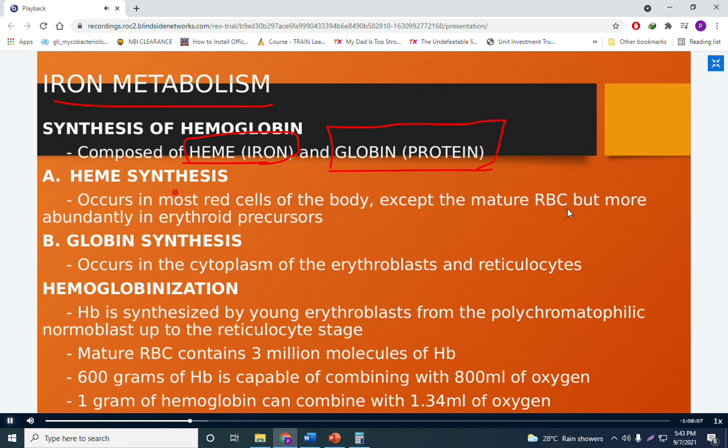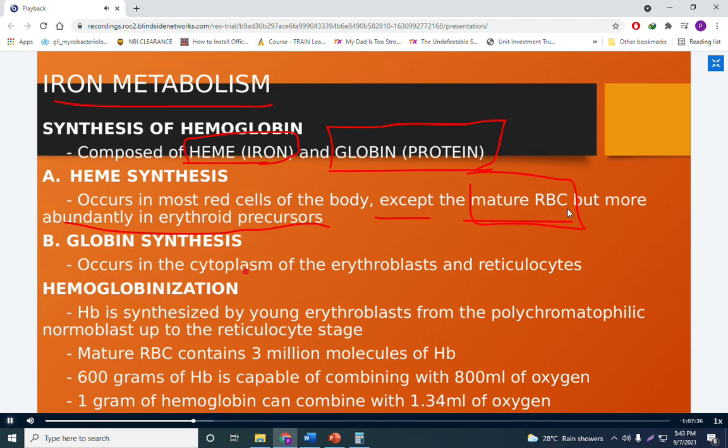Now, heme synthesis, class, occurs in most red cells of the body, except the mature RBC. But it is very abundant in erythroid precursors. So class, if you are asked at which stage heme synthesis stops, your answer is mature RBC. Next, we have globin synthesis.